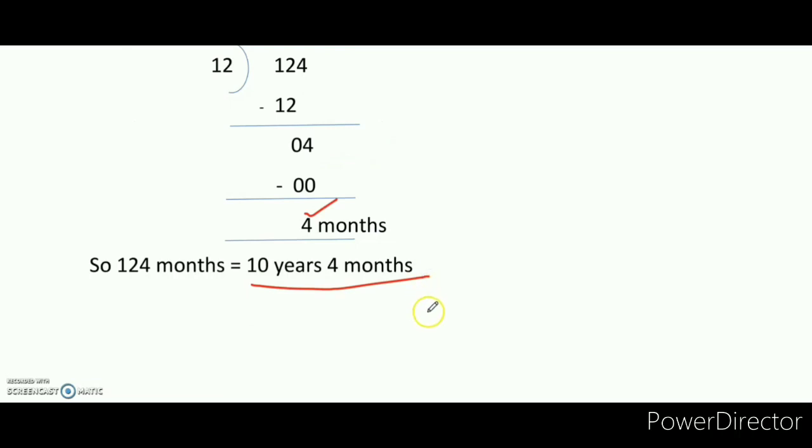I hope, children, you understood and you will be able to do exercise 11b on your own.